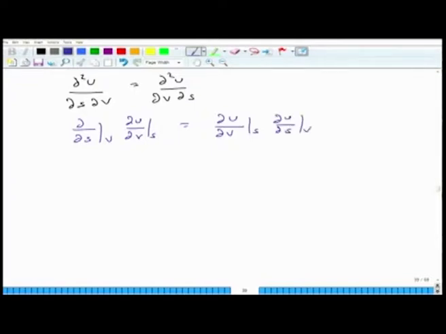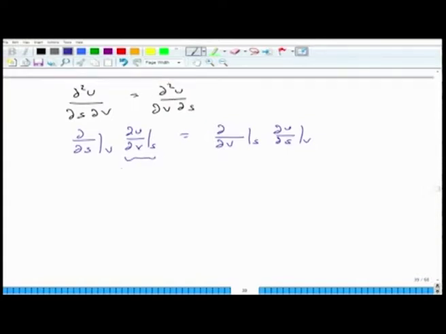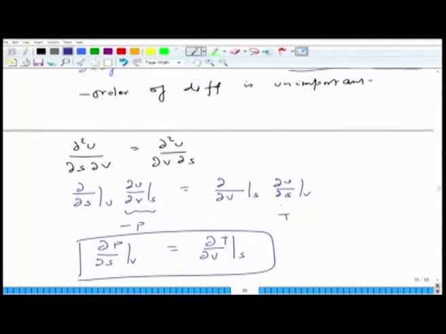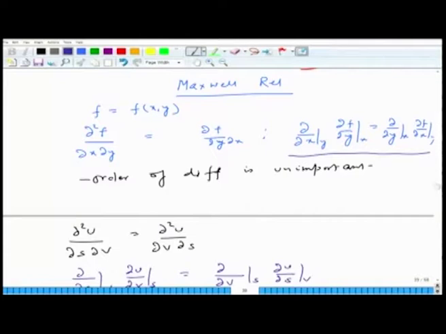Now, what is this? Minus p, and this is going to be t. So, essentially what you got is del p by del s at v is equal to minus del t by del v at s. This is one thermodynamic relation, or Maxwell relation, as we call it. Now, we can generalize this also. The way I did it was I made use of the order of differentiation. You need not do it in this way.